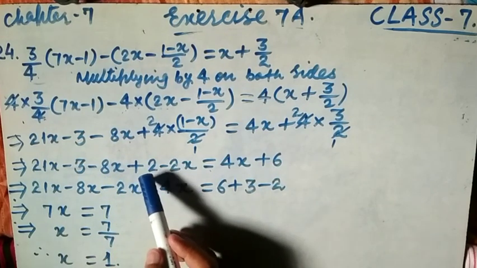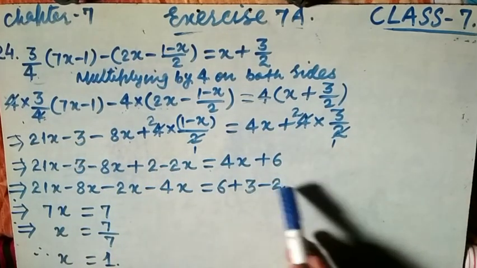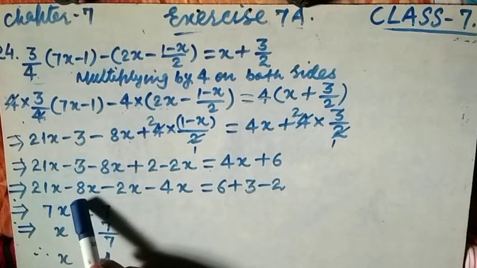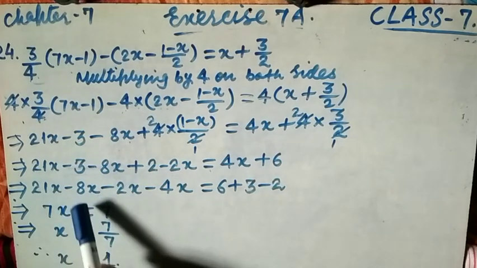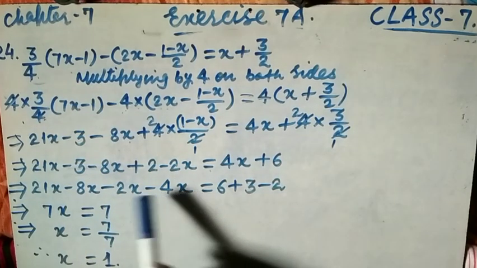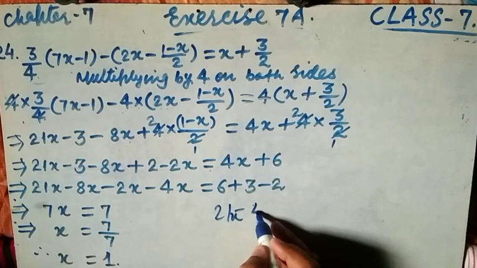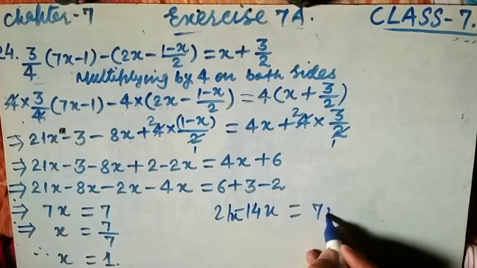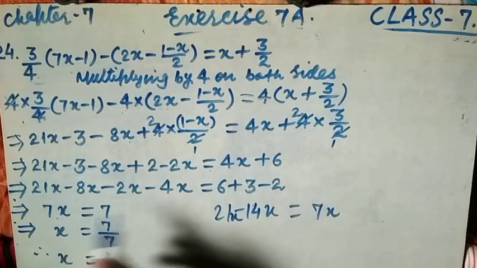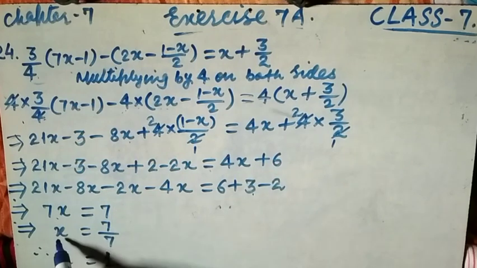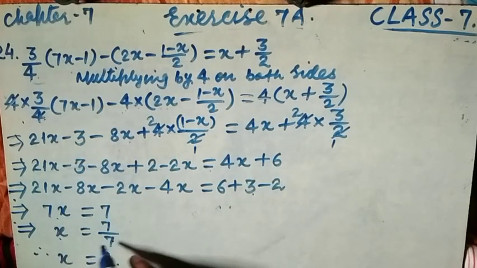We bring this plus 2 to the left hand side, changing its sign to minus 2. Now we have to add the three terms: minus 8, minus 2, minus 4 becomes minus 14x. Then 21x minus 14x is equal to 7x. So here is the 7x, and here 6 plus 3 is 9, minus 2 is 7. So x is equal to 7 by 7. This 7 is here and this 7 is here. Now the 7s will get cancelled, and the value of x is 1.